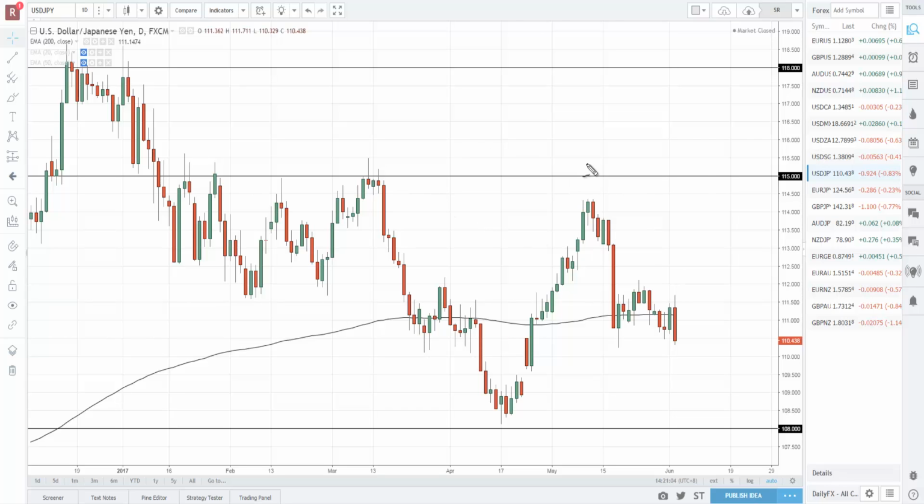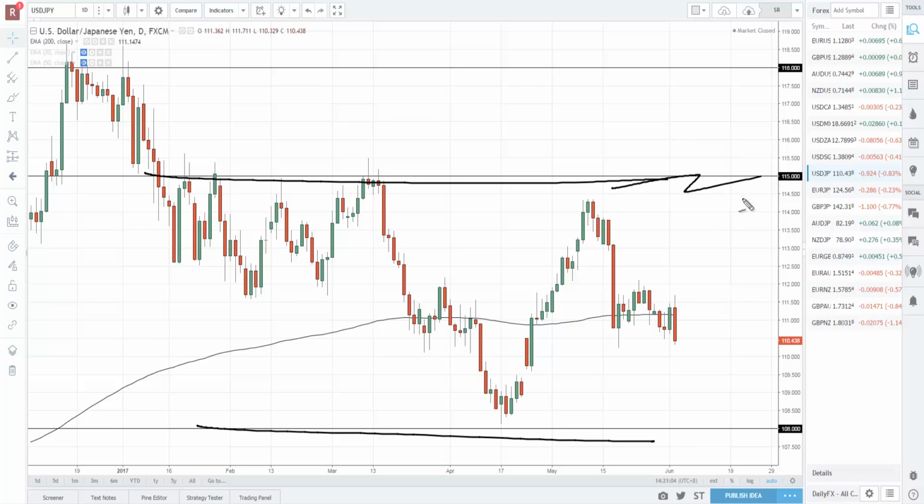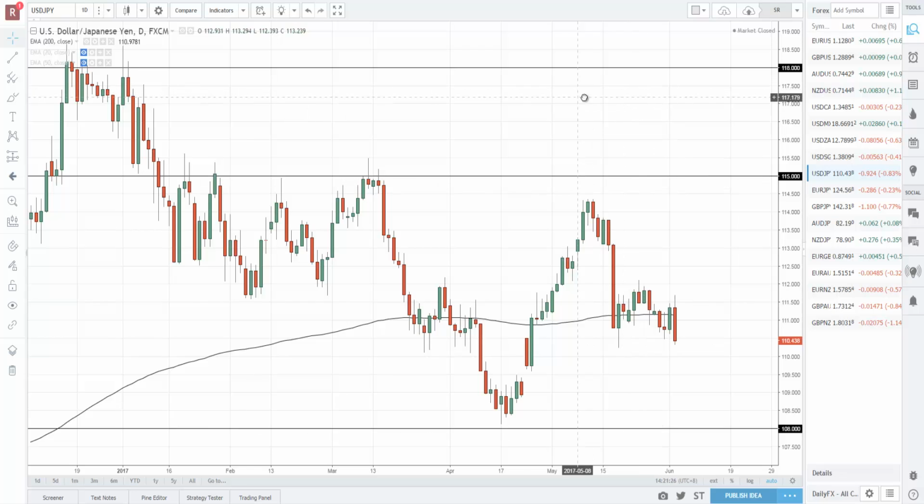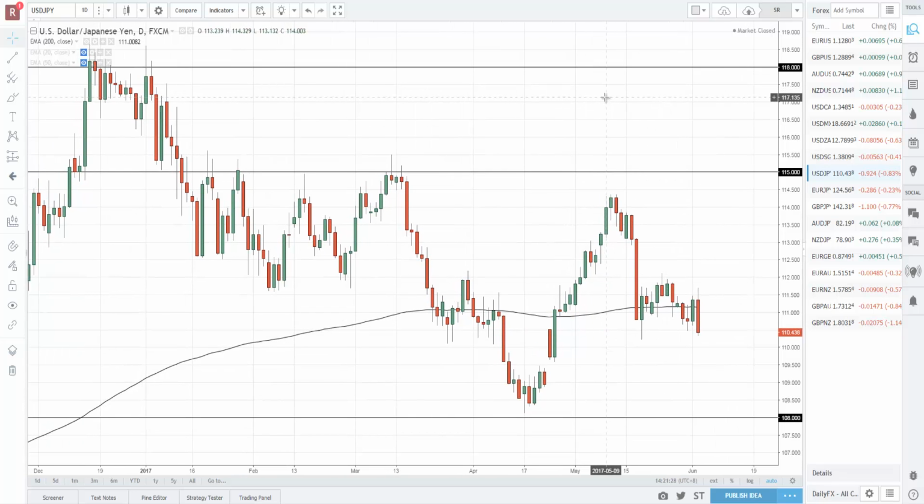Okay, so dollar yen, price is in the middle of this range, between these highs and these lows, so between the 115 and the 108 area. For me, I prefer to trade from an area of value, either at the highs or the lows. So since price is in the middle of nowhere, I usually would stay out. Okay, so that is for the forex markets.